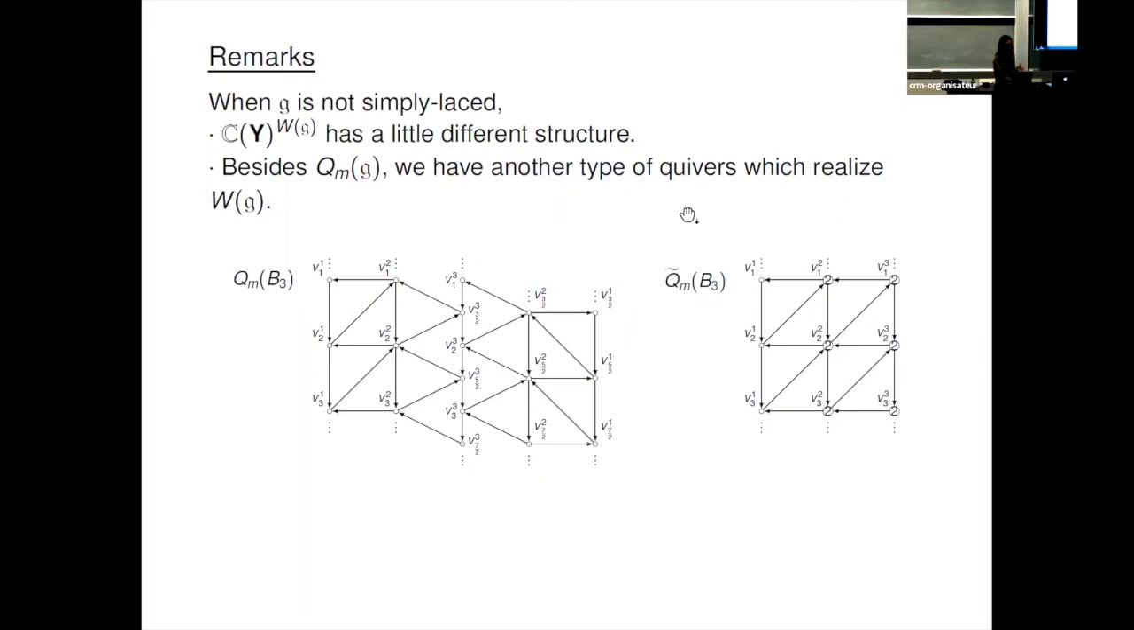Moreover, the realization of the Weyl group for the non-simply laced case has another type. If we are allowed to have a skew-symmetric exchange matrix of the cluster algebra, we can have this quiver. Actually, this 2 means this vertex has weight 2, so it's a kind of generalization of quiver. If we use this kind of quiver, we have another realization of the Weyl group. And actually, this quiver is applied to a different thing in mathematics. So this is for Q-characters, and this is for another thing.